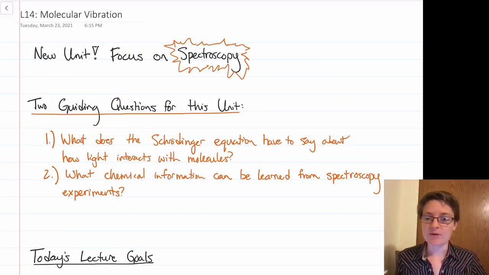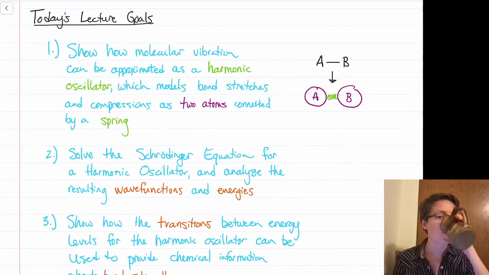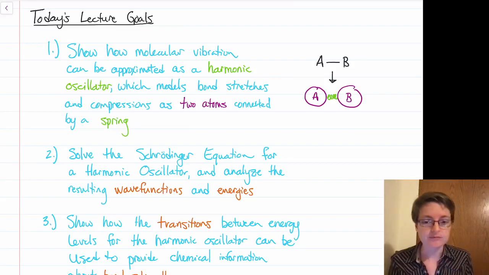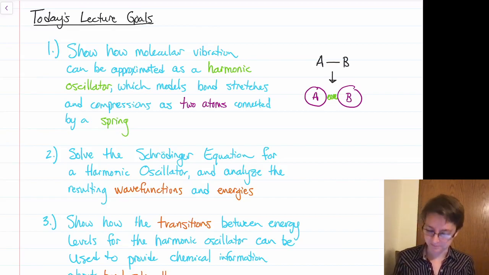All right. And so with that, let's go ahead and start talking through our lecture for today. I have a couple of goals for us today in this lecture. The first goal is going to be to start talking about molecular vibration. And I want to show you by the end of today's lecture how it is that we can model the molecular vibration of a system using what's called a harmonic oscillator model. And that's going to help us keep track of bond stretches and compressions, and we'll get to see how even those two motions of the system end up being quantum mechanical.